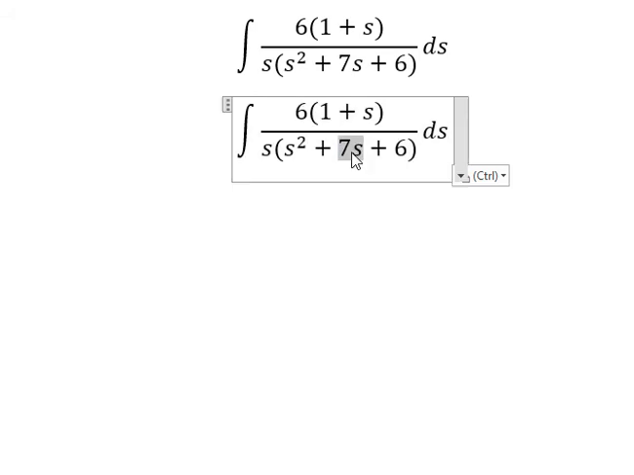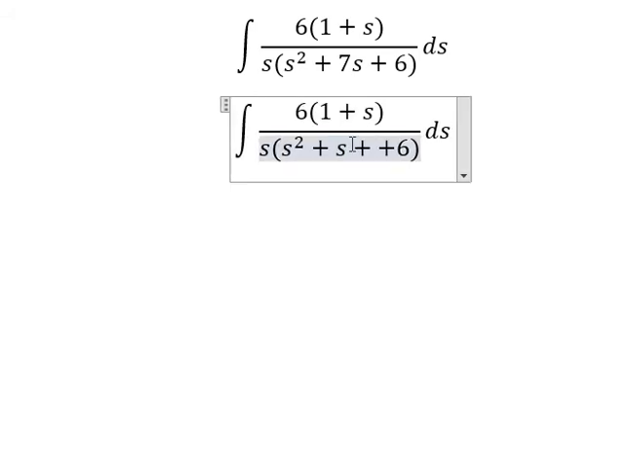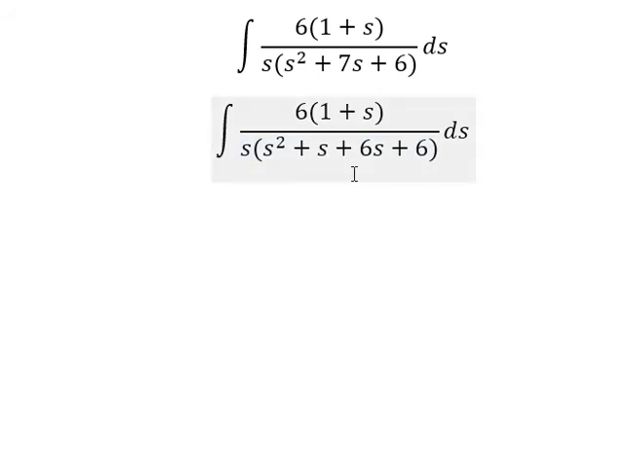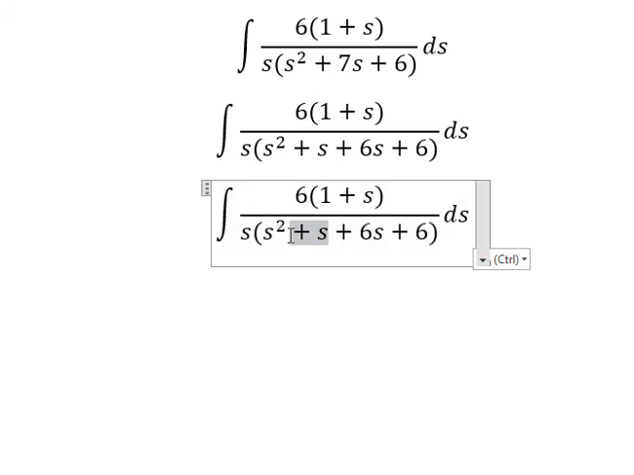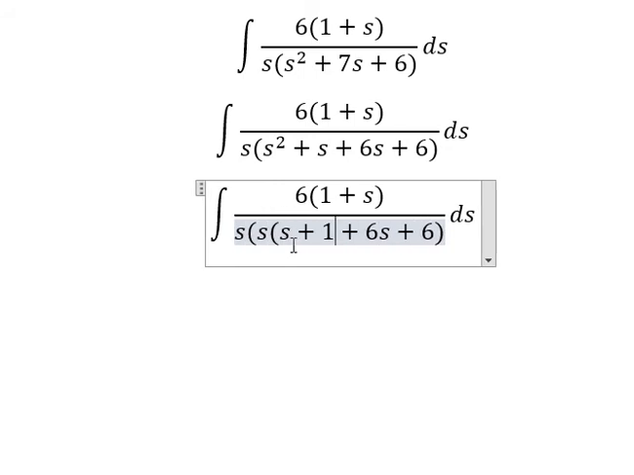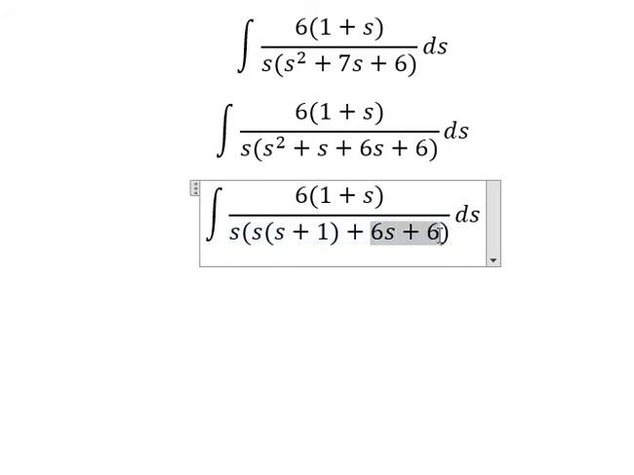About 7s, we can separate them into s and 6s because I want to create the factorization. This one we can do factorization by s. This one we can do factorization by number 6.